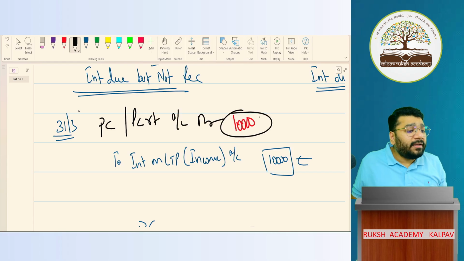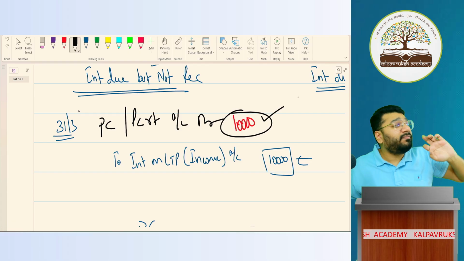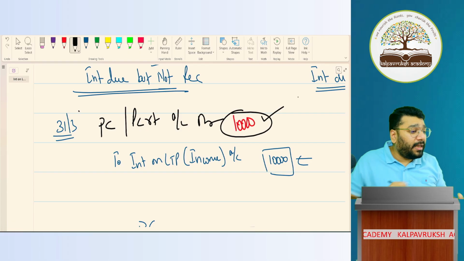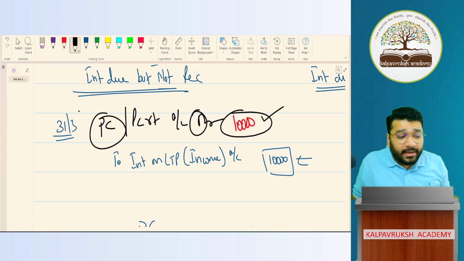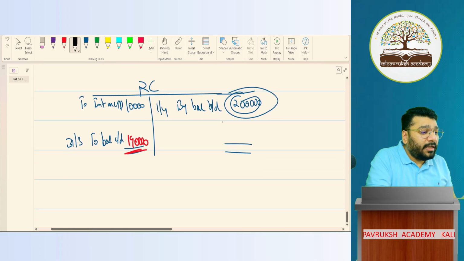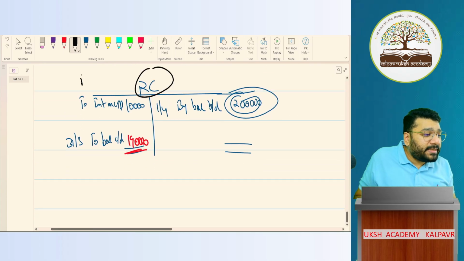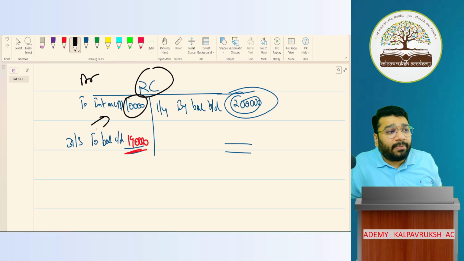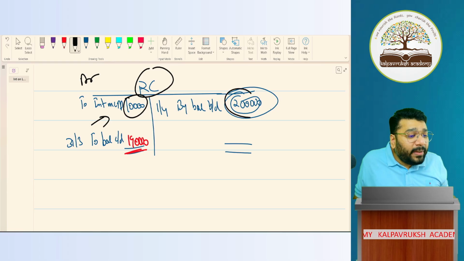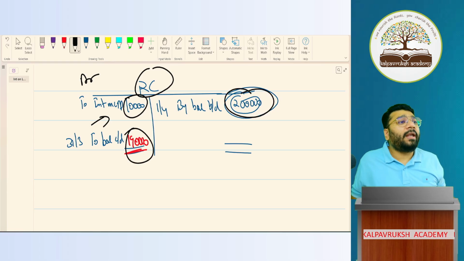The logic is that this interest, until we receive it, we will deduct from the partner's capital account. So what is the posting done here? In partner's capital account, on the debit side, I've debited 10,000 rupees. The moment I put this 10,000 in partner's capital account, what is happening? The capital from 2 lakh got reduced to 190.